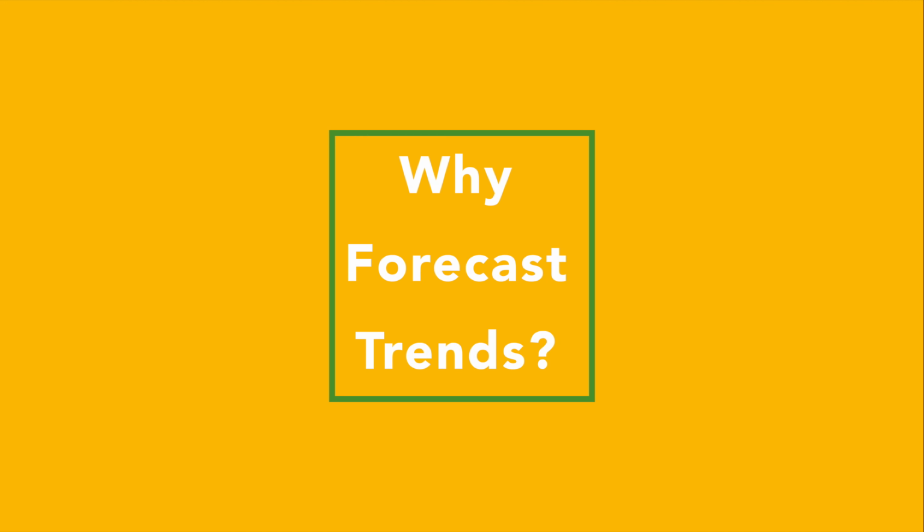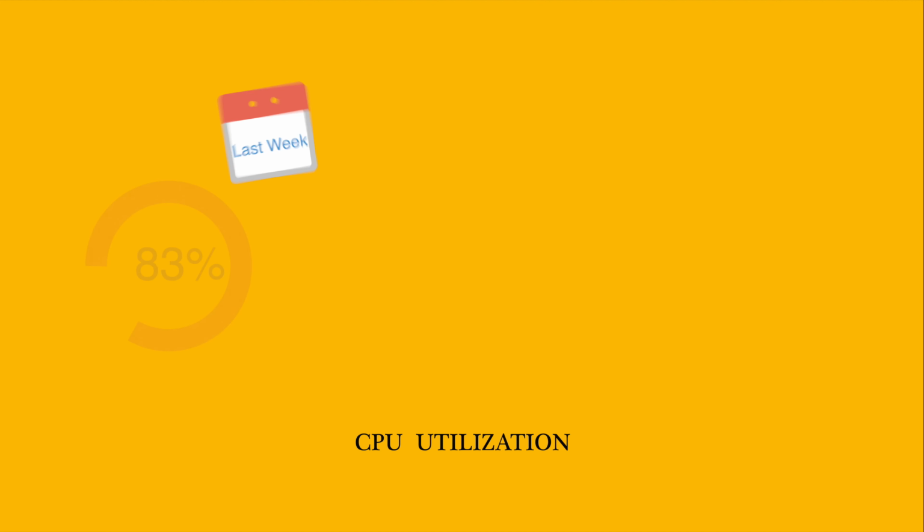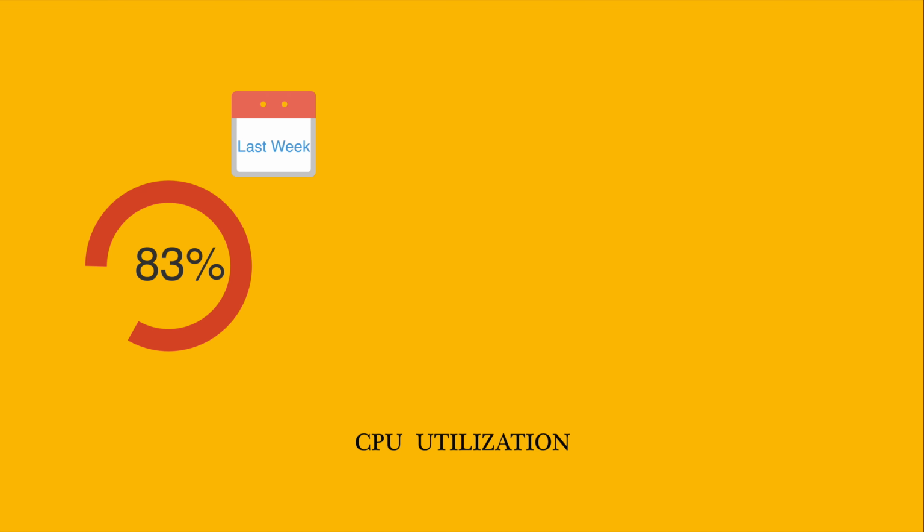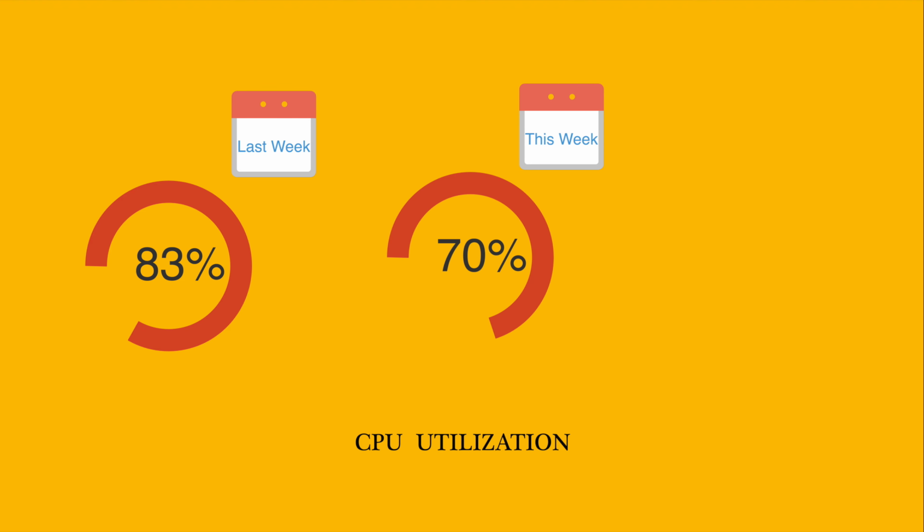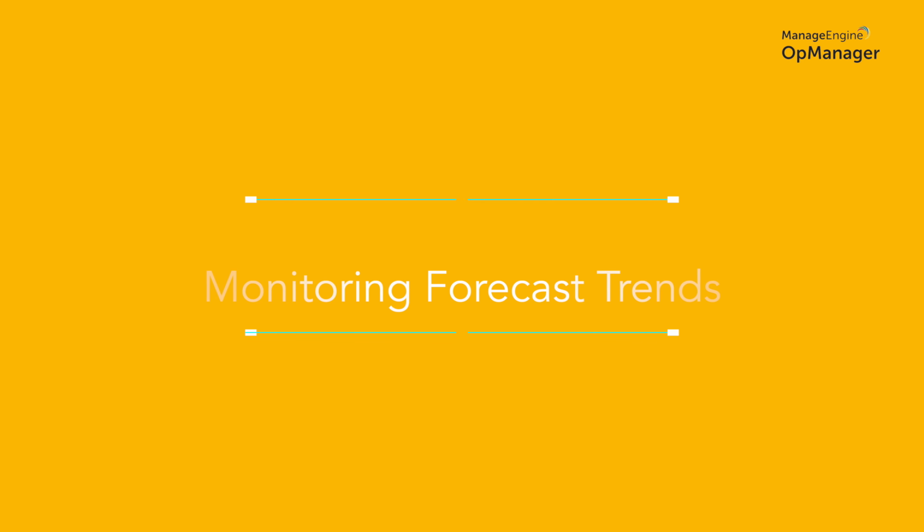So why do you need to forecast trends in the first place? Let's say you want to monitor the CPU utilization of a critical network device in your organization. The utilization may vary depending on the device's usage on a daily basis. So what do you do when you want to know the CPU utilization next week? Simple. Monitor the forecast trends of your device. That will keep you a step ahead of any resource exhaustion or performance bottlenecks.